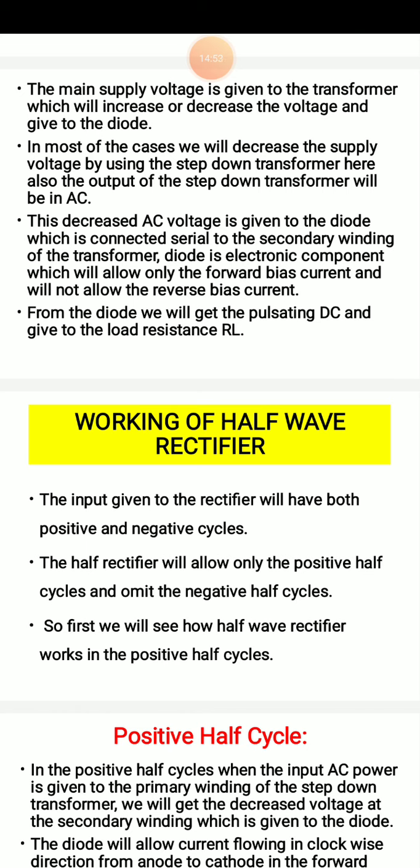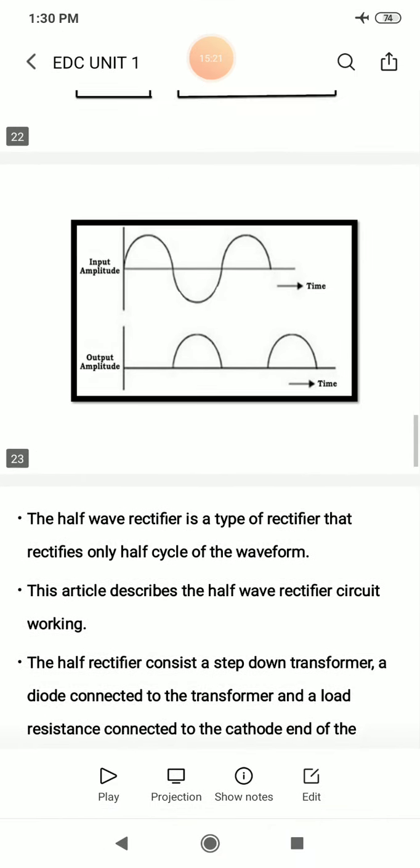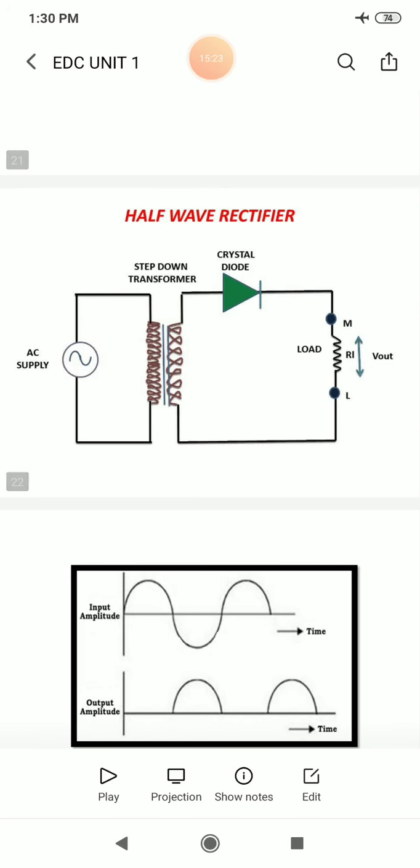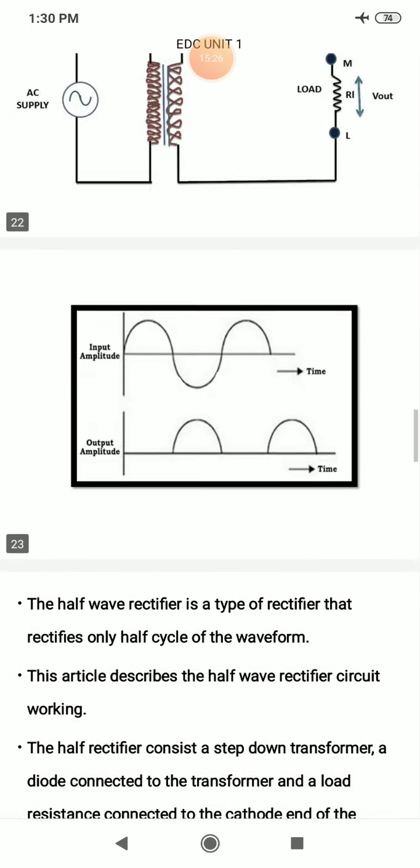This decreased AC voltage is given to the diode, which is connected in series to the secondary winding of the transformer. Diode is an electronic component which allows only the forward bias current. Very, very important point here. The diode will only receive the forward bias current and will not allow the reverse bias current. From the diode, we will get the pulsating DC and give it to the load resistance RL. So this is the working principle or the explanation of the circuit diagram.